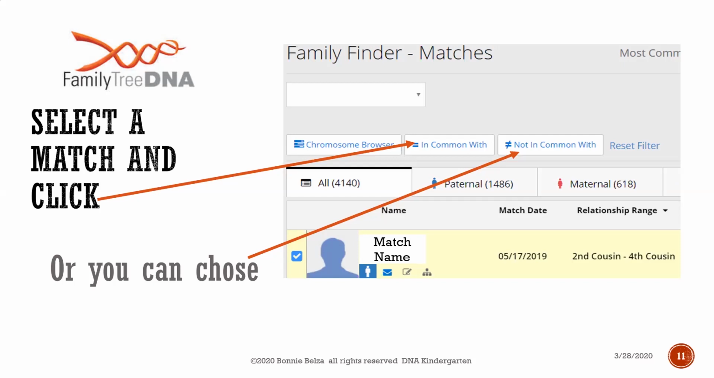Something else that's useful at Family Tree DNA is you can choose someone and then click on not in common with. So if this were my brother, which would not be a second to fourth cousin, but if I chose to compare someone, my brother, to not in common with shared matches, I would get a list of people that did not match my brother. That is, people that I have the DNA for, but my brother does not. This is a way to find DNA that you may share with your siblings and the DNA that you and your siblings do not share.